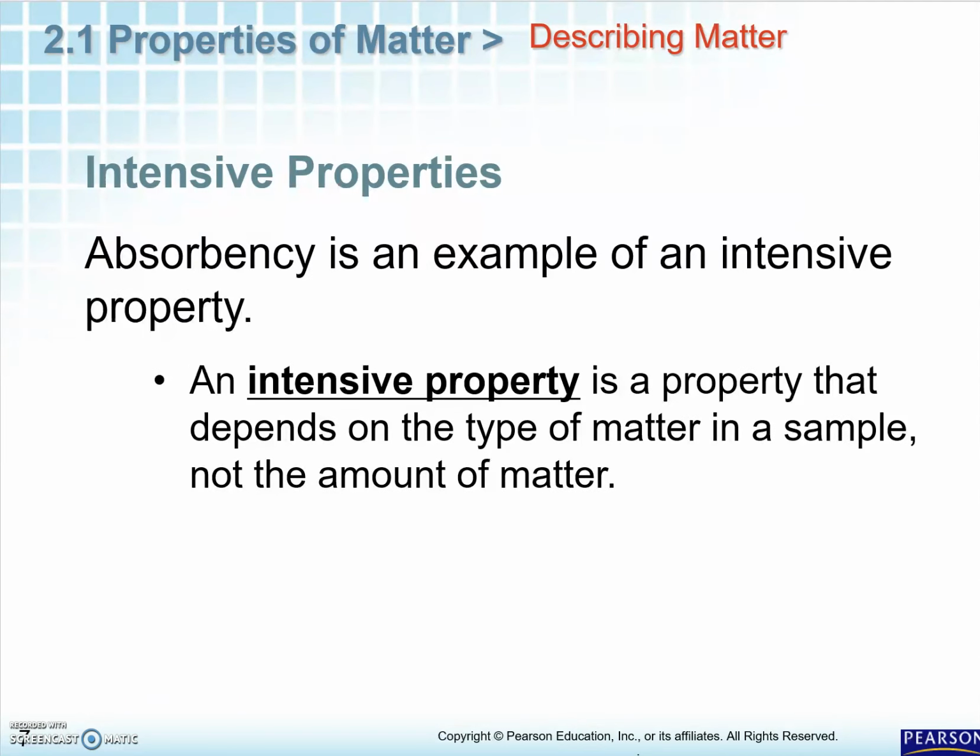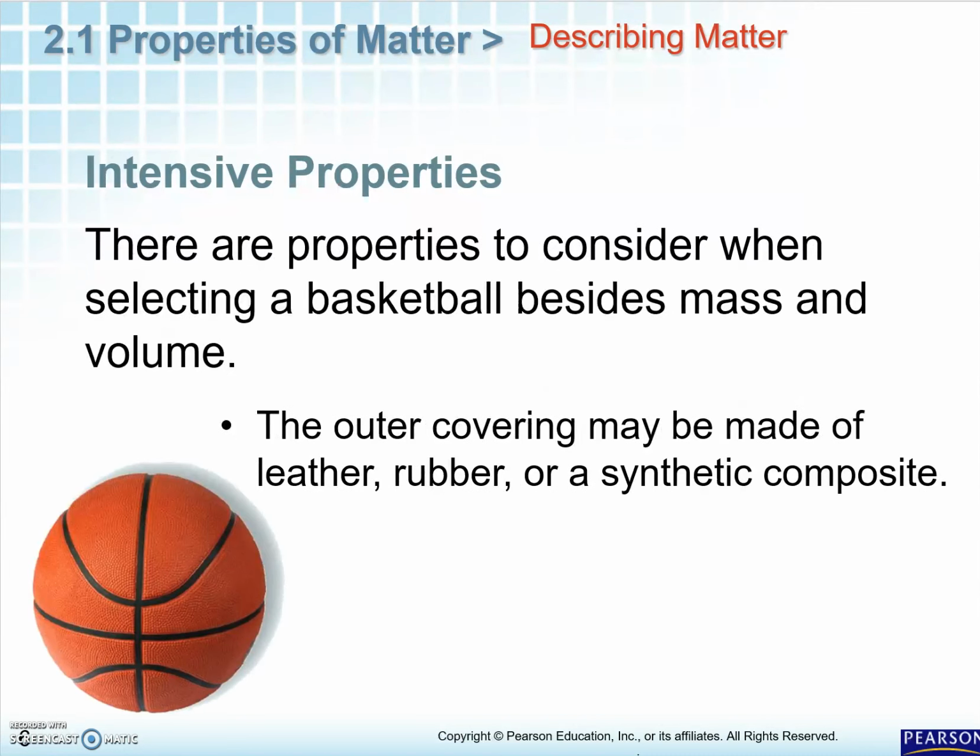Those are all intensive properties that depend on the type of matter in that sample, not how much of it there is. So the absorbency of those basketballs we were just talking about. Leather absorbs a lot of water, so you wouldn't want to have a leather basketball for an outdoor event, whereas a rubber basketball, the water will slide right off. That's why you have, say, rubber soles on your shoes rather than just a cloth.